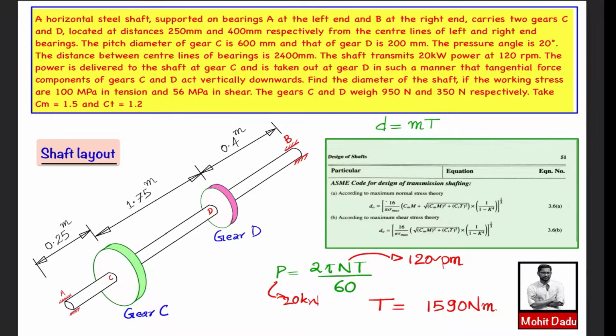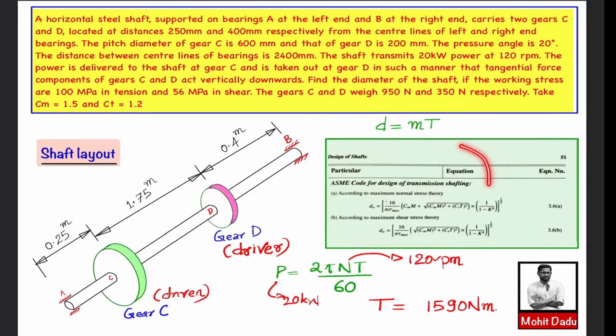Here the power is delivered to the gear C. Power is delivered to the gear C means this gear C will be acting as a driven gear. So it is driven, or provided power, by some other gear. So this is the driven gear, and C will be getting power. Then the gear D will be acting as a driver, since it is rotating.